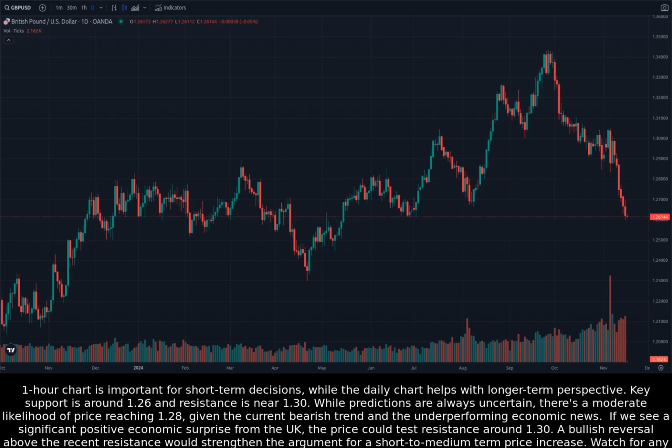While predictions are always uncertain, there's a moderate likelihood of price reaching 1.28, given the current bearish trend and the underperforming economic news. If we see a significant positive economic surprise from the UK, the price could test resistance around 1.30. A bullish reversal above the recent resistance would strengthen the argument for a short to medium-term price increase. Watch for any significant news events or economic data releases, as these could trigger significant price swings.